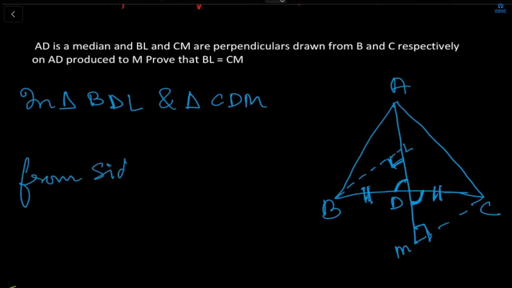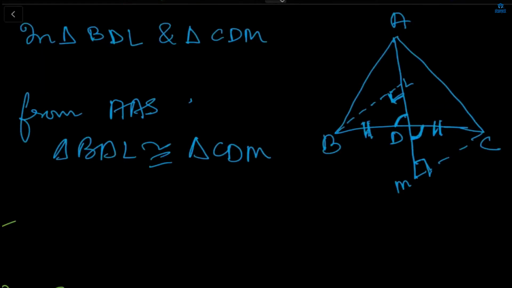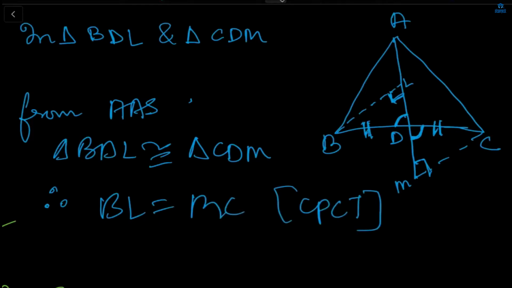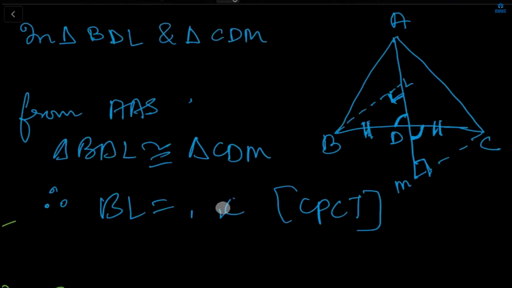So from AAS, I'm not writing it completely. Understood now how I'm proving both the triangles are congruent? Yes, ma'am. From AAS, triangle BDL is congruent to triangle CDM. So if both the triangles are congruent, therefore BL is equal to MC by CPCT. In fact, it will be written CM, the same pattern. Understood? BL is equal to CM from CPCT.